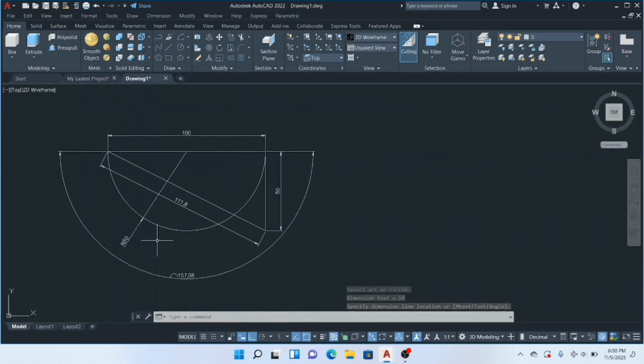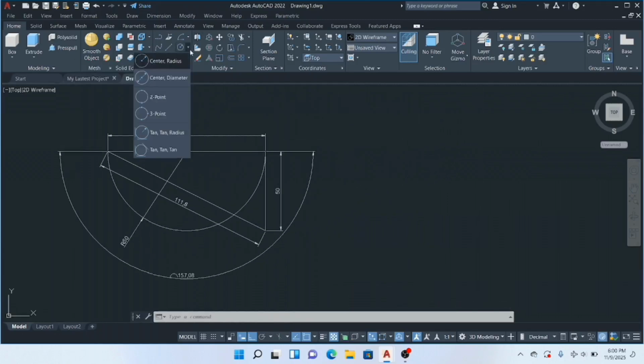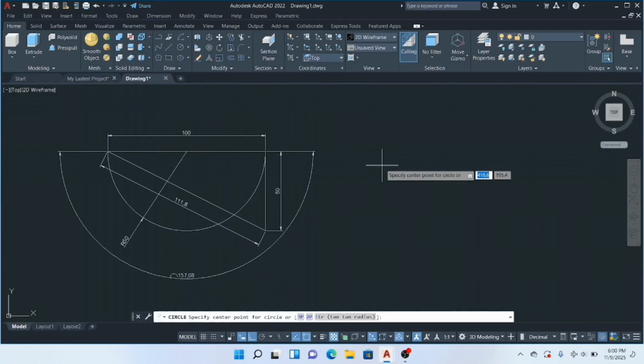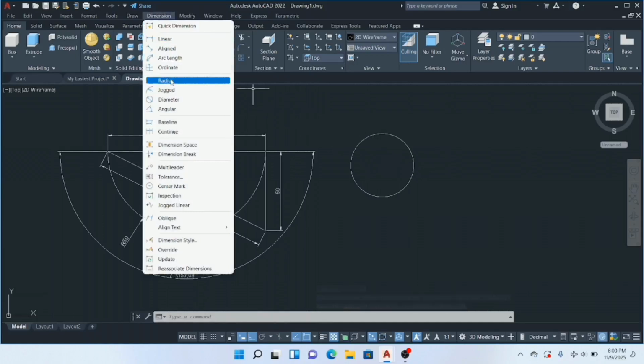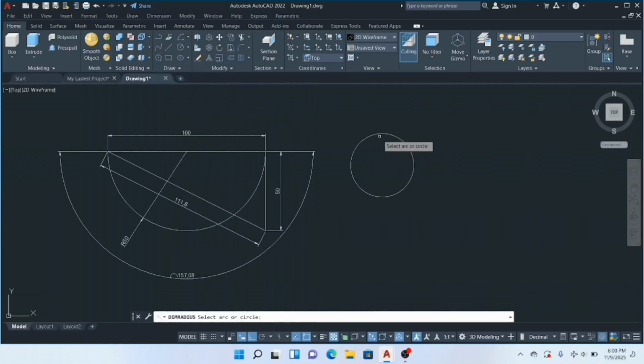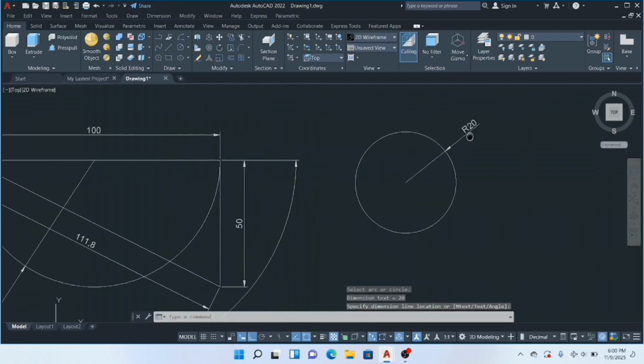I'm going to use a circle now. Back to my draw toolbar, I'm going to click on center, radius. Center and radius to be 20. Now I'm going to repeat my radius dimension. Now I have my radius dimension to be 20.